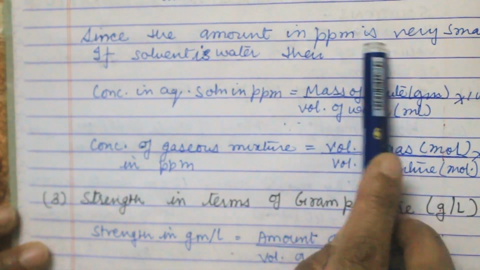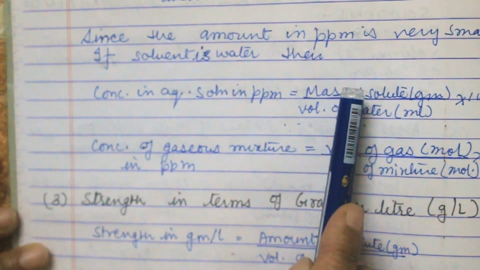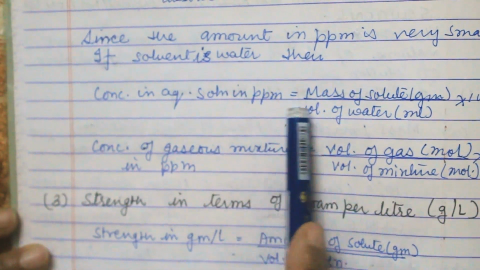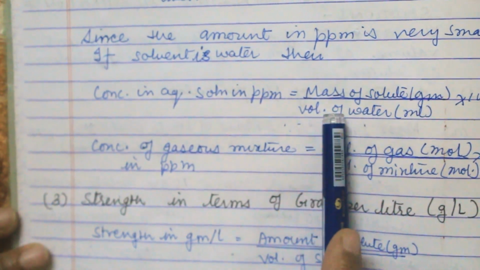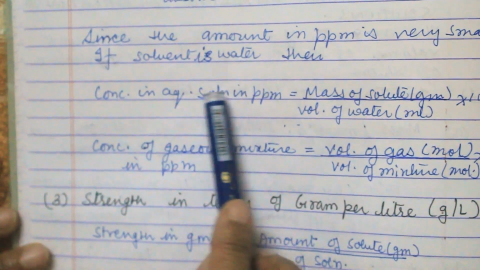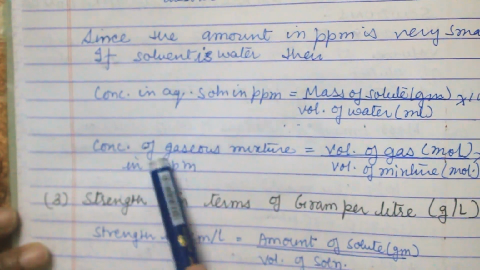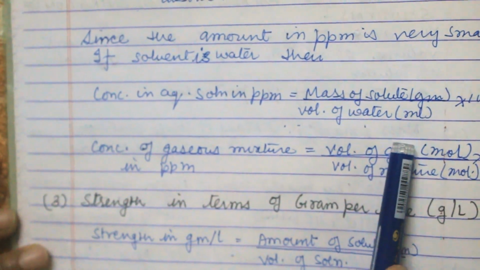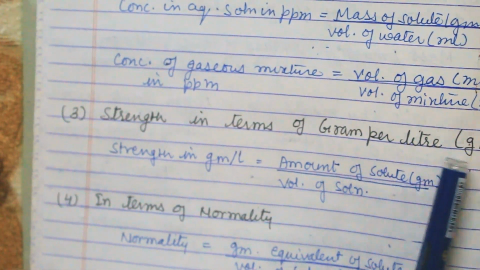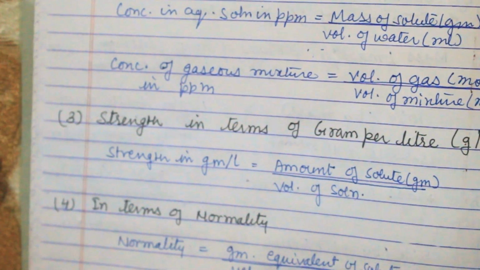Since the amount in ppm is very small, if the solvent is water, then concentration in aqueous solution in ppm is mass of solute in gram and volume of water, into 10 to the power 6. And for a gaseous mixture, we take volume of the gas and volume of the mixture of gas. Now strength in terms of gram per liter: amount of solute in gram and volume of solution.